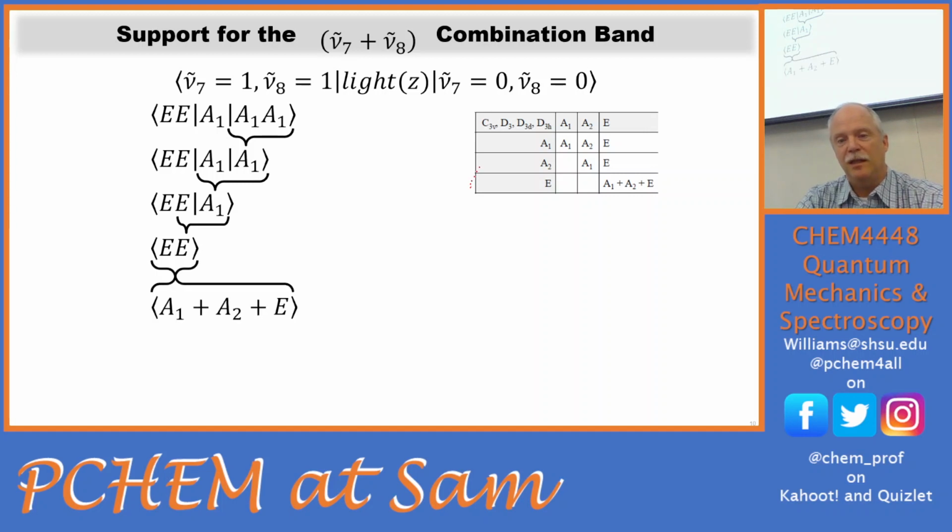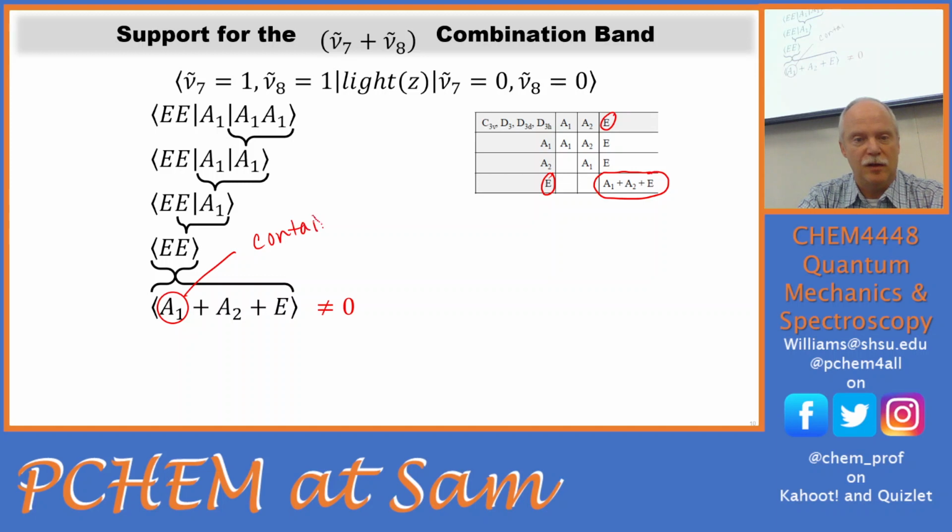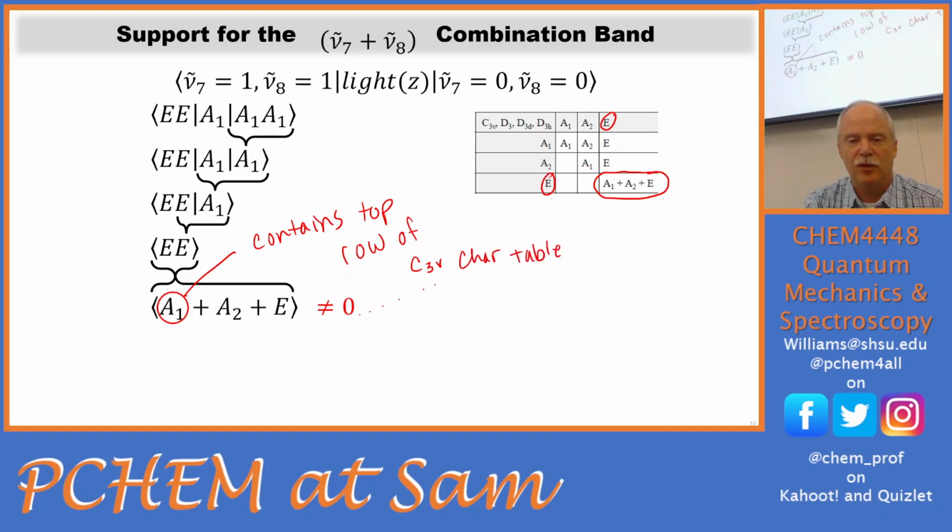So we come over here, we find this E here times an E there gives this result. And it's a sum. And so we end up with that sum of terms. And because it's a sum, we look in that sum, we see an A1, therefore it's not equal to 0. So it contains the top row. So that's the language I use. Of the C3v character table. And therefore it's not equal to 0. So this is an allowed transition.